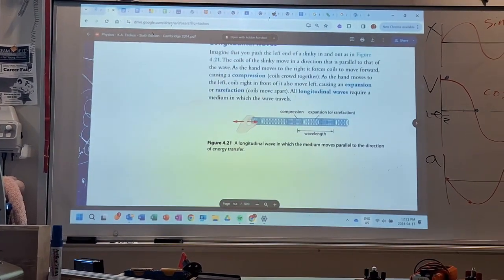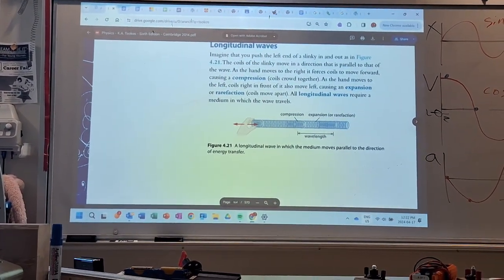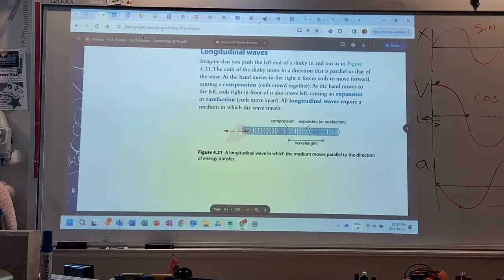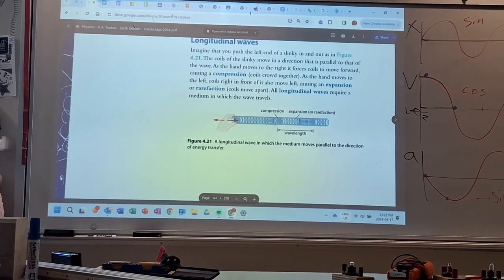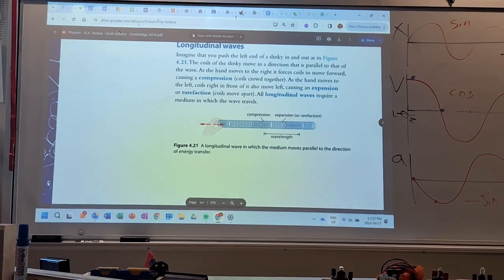Okay, do we do the app thing? Did I show you the app with the reflecting waves on the string? We should do it again. Is that what you're telling me? Let's do it again.